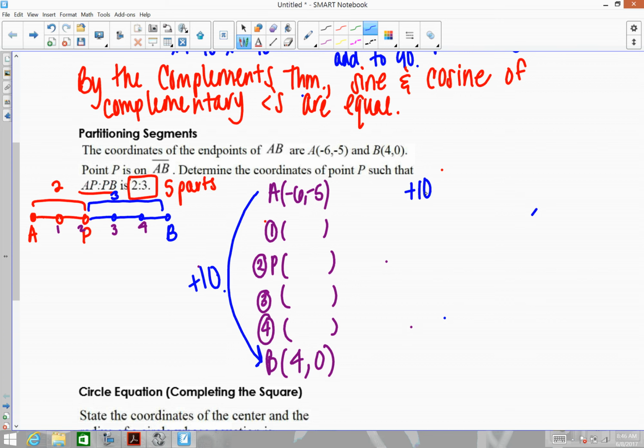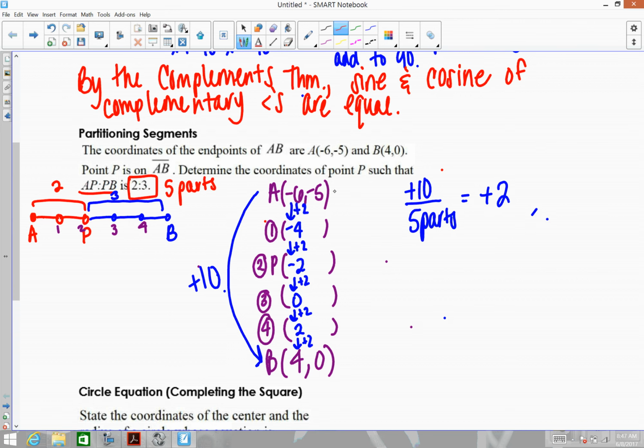So the change is 10 for the whole thing, but we have 5 little sections that we need to figure out. So really the 5 sections are the distance between the points. So you divide that by the 5 parts. That means you're going to be adding 2 each time. So plus 2, you get -4, plus 2, -2, add 2 again, you get 0, add 2 again, you get 2, and then you add it again. It should take you back to that point.